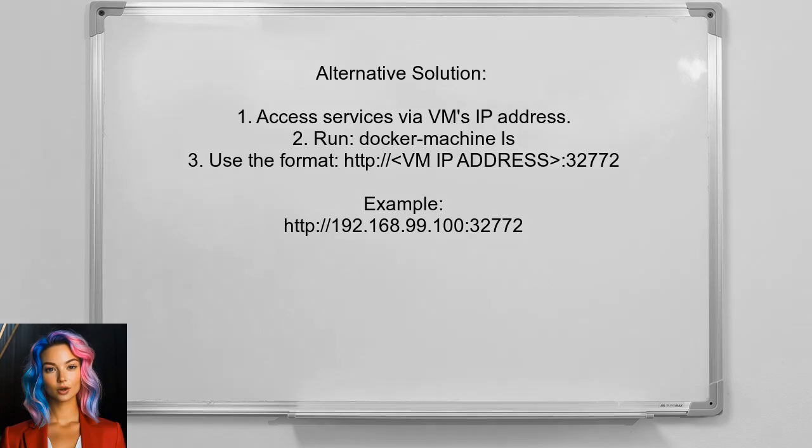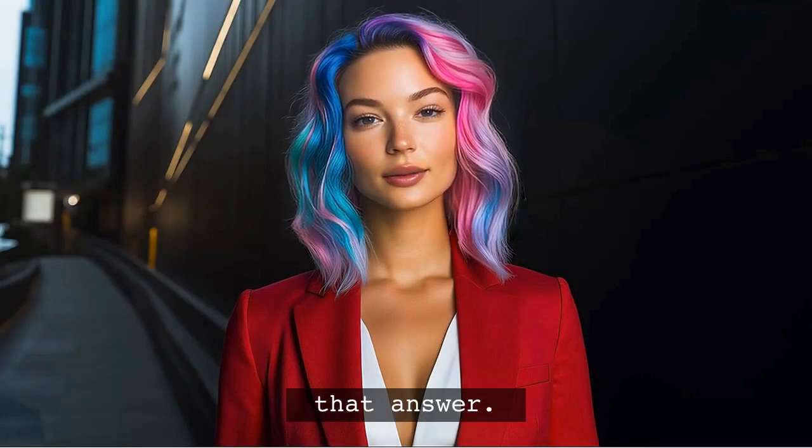An alternative solution from another user suggests accessing your Docker services through the virtual machine's IP address. They recommend running the command docker-machine ls to find your VM's address. Then, use that address along with the mapped port to access your service. That's it for that answer. Let's take a look at another one.